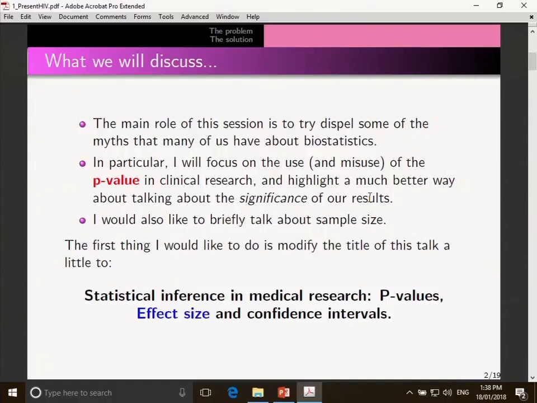So I'm going to talk about p-values. I'm also going to talk briefly about sample size, because sample size is very, very important to the notion of significance. So the first thing I'd like to do is actually just change the title of this talk a little bit. I'm going to talk about it as statistical inference in medical research, p-values, effect size, and confidence intervals.